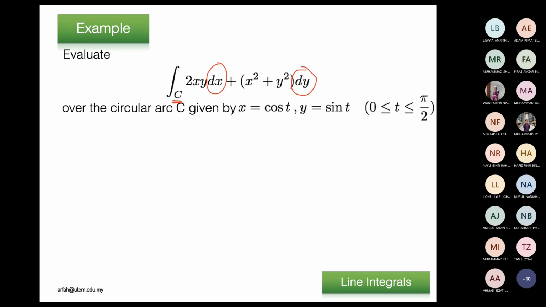This is your equation of x(t) equal to cos t, and then we have the equation of y(t) equal to sin t, with t taking the value between 0 and pi over 2. So if we draw it, let's take a look. This is the question: how are we going to see the curve C?